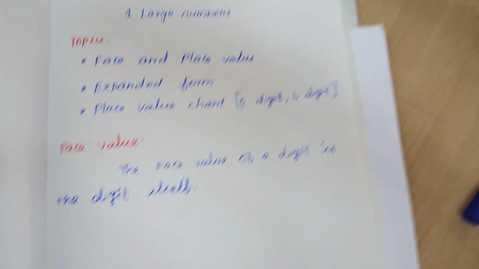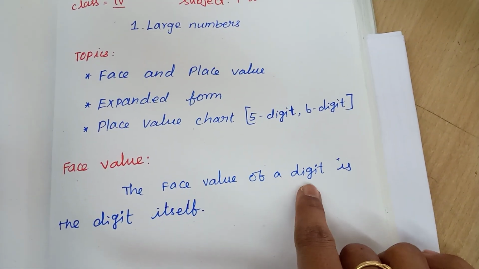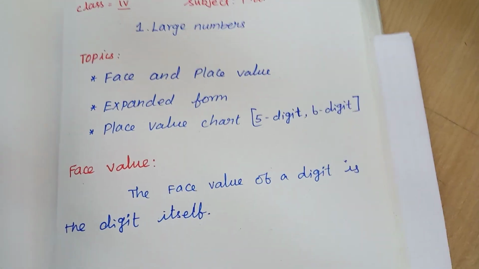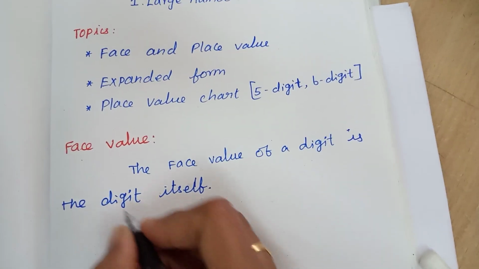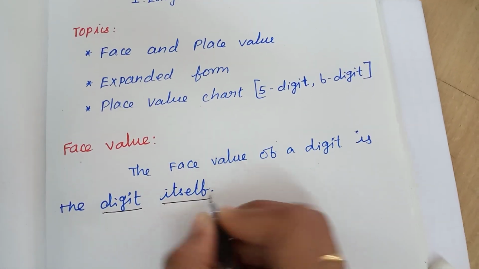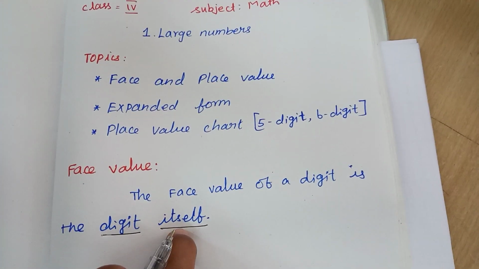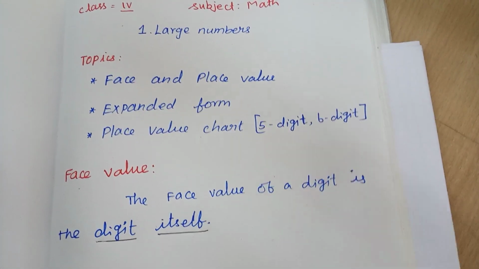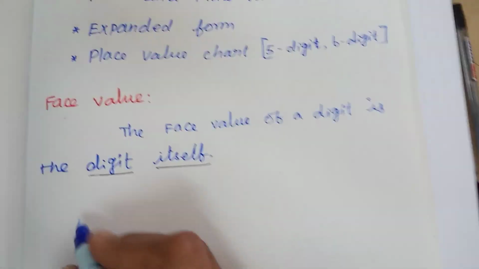Again, I am going to read the definition of face value. The face value of a digit is the digit itself. The key point for face value is the digit itself. Okay, now we see one example for face value.